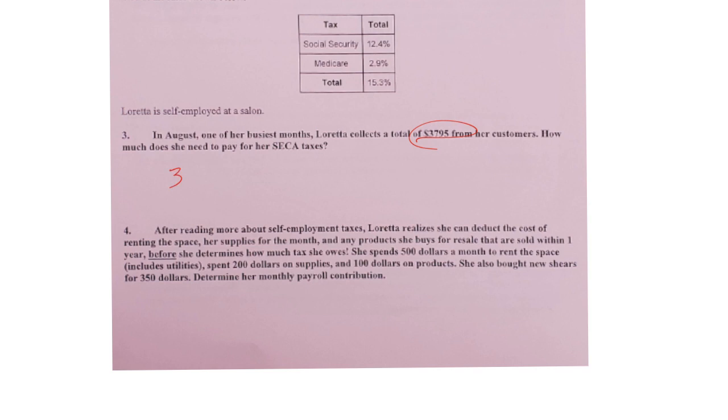So she has $3,795 times 0.153. Make sure you change that to a decimal, right? 0.153. So I'm just going to multiply that. So her total taxes are going to be $580.64. That's her FICA.